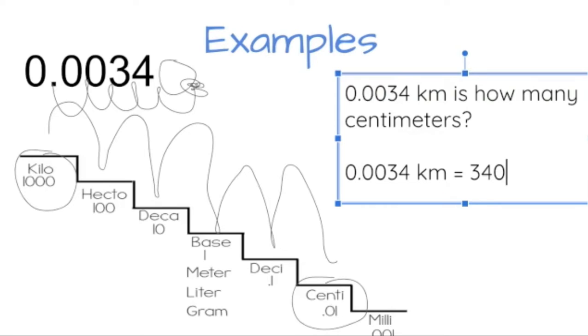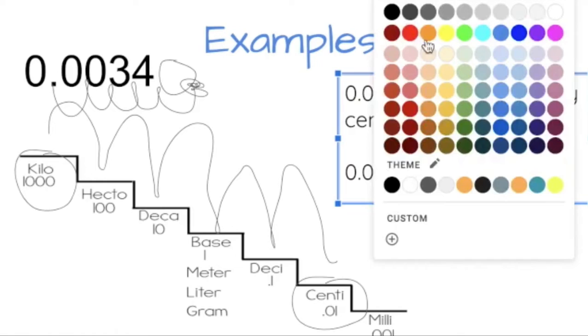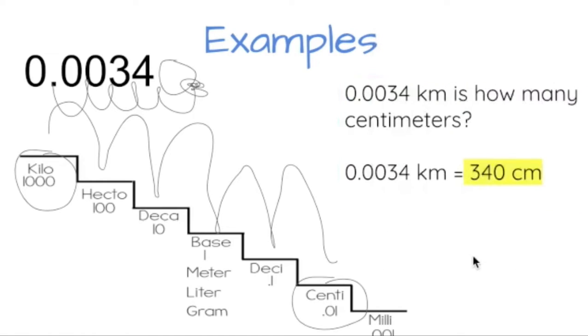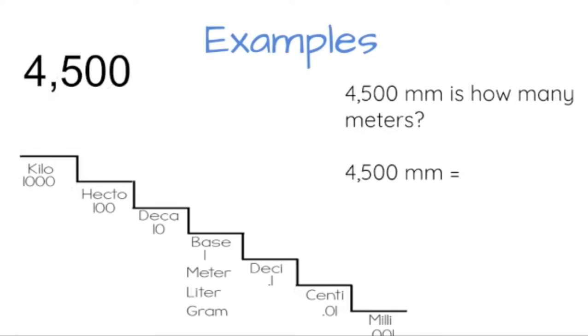You don't have to put the decimal because it's behind our numbers, but we do have to label, and we abbreviate cm. There's our answer right here. I'll highlight it for you so you can see it. 340 centimeters. All right, let's try our next example.